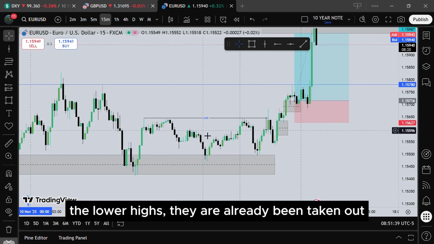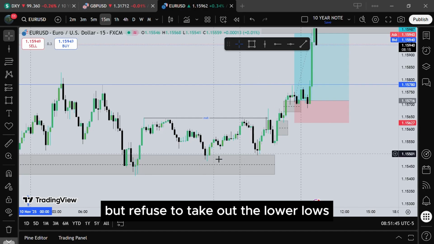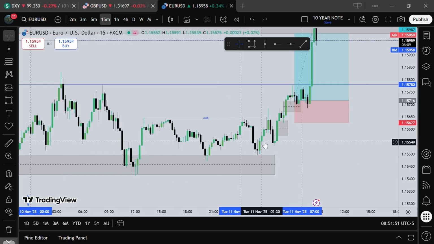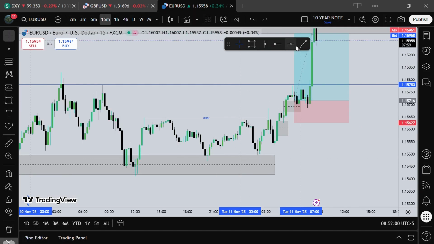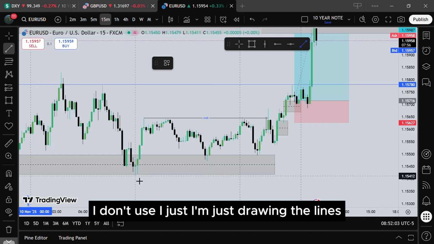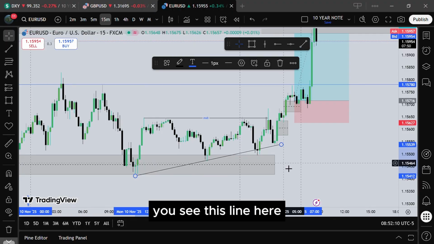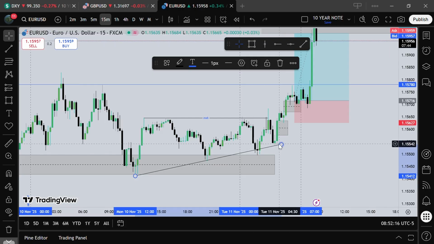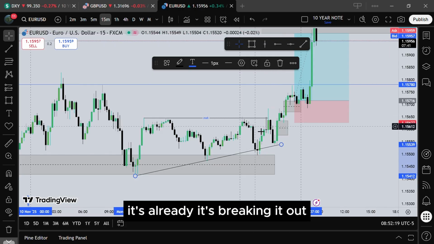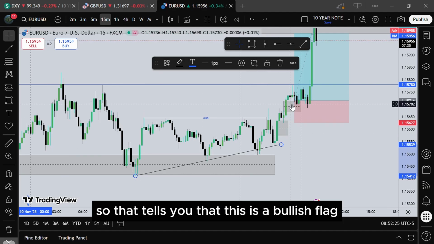The lower highs have already been taken out. So the market is taking out the lower highs, but refuses to take out the lower lows. That's like a bullish flag. I don't know if you understand what I'm trying to explain right here. Let me try to highlight it. I don't use straight lines or anything. I'm just drawing the lines to explain things right here. You see this line here? That's to tell you that the market is going up. And you see this line here, it's breaking up without taking the lows. So that tells you that this is a bullish flag.